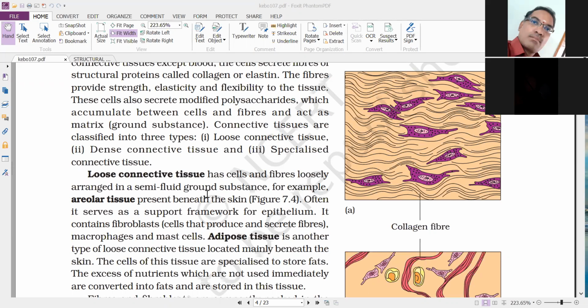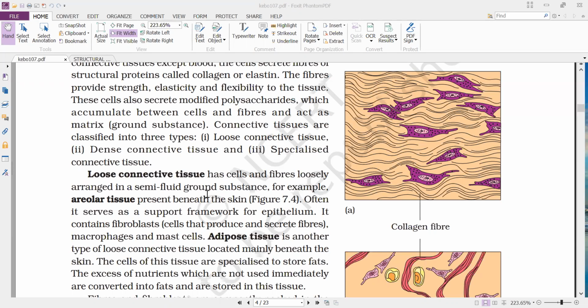This skin is connected to the internal part with the help of a connective tissue. What is that connective tissue? That is nothing but areolar connective tissue. It acts as a supporting framework to which the skin is attached. That's why when you drag the skin, it is a little bit elastic in nature. When you drag, it will extend, and when you release, it goes back because it is attached to the body with the help of this areolar connective tissue. That is why we call it a support framework.